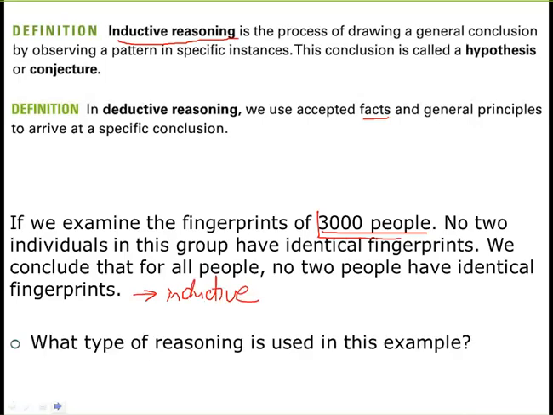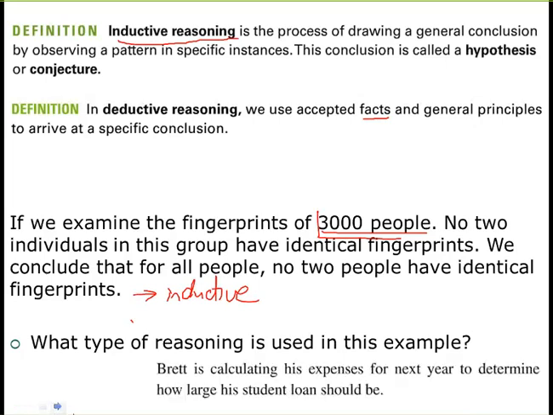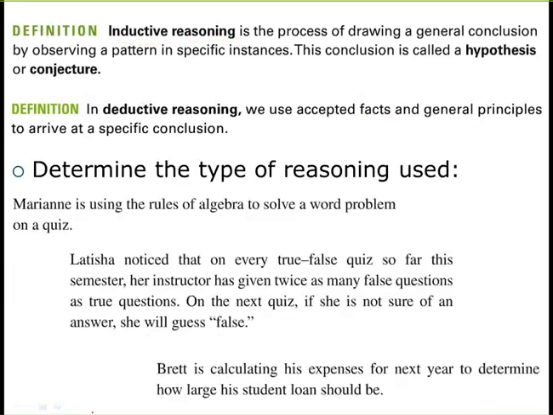Okay, so, sorry, I asked the question there. We've got our definitions up top still, and then the job is to determine what type of reasoning is used in each of these different situations. So there's three different problems here. Problem 1, Mary Ann. Problem 2, we've got Letitia. And then problem 3, we've got Brett. So Mary Ann is using the rules of algebra to solve a word problem on a quiz. So does this one use patterns? No. We've got rules. And so that's dealing with accepted facts and general principles. So straight up algebra is using deductive reasoning.